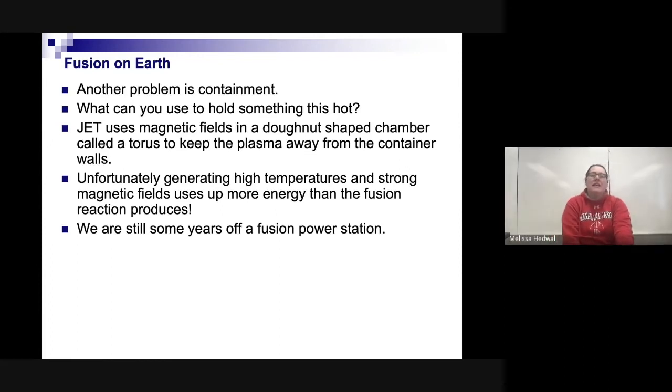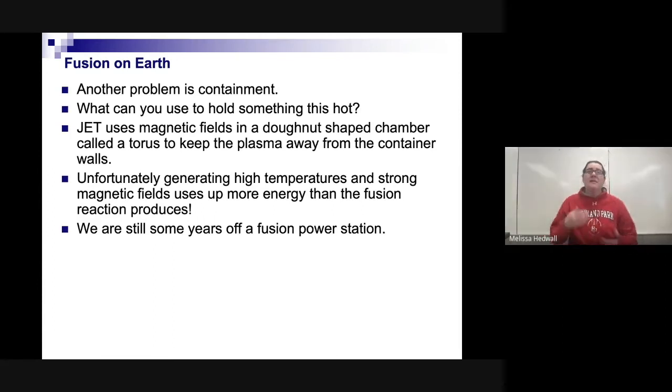And then in order to get those high temperatures and those high magnetic fields, it takes more energy than the fusion reaction produces. So at this point, even if they can get it to work, one, it's not self-sustaining. They have to create it every time. And two, the amount of energy required to create that reaction is so much higher than the amount of energy released. So really at this point, all of the research is to figure out what might be possible, as opposed to figuring out how to actually use it in a way that is productive.